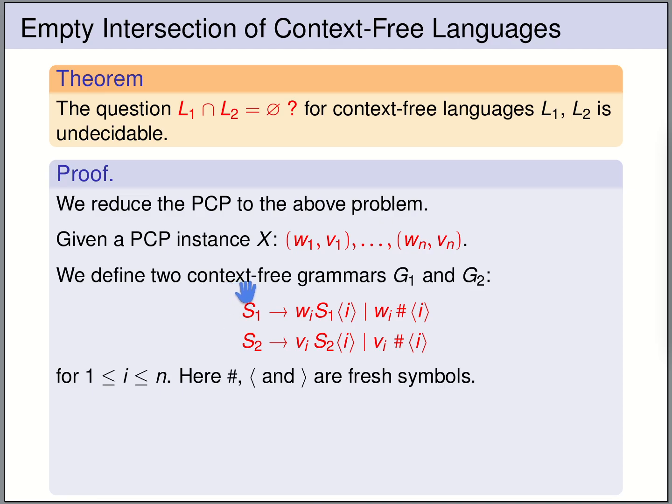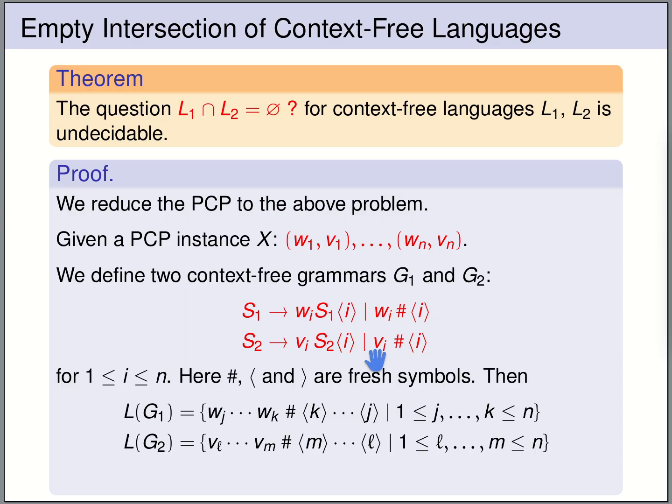So from the starting variable S1, we can produce the left entry of the pair, S1 again, and then the index i in brackets. Or we can just produce one left entry, put a hash in the middle, and the index, and here there's no variable S1, so if we use this rule, then we stop. Now, the grammar G2 can basically do the same, but instead of left entries of the pair, we produce right entries of the pair.